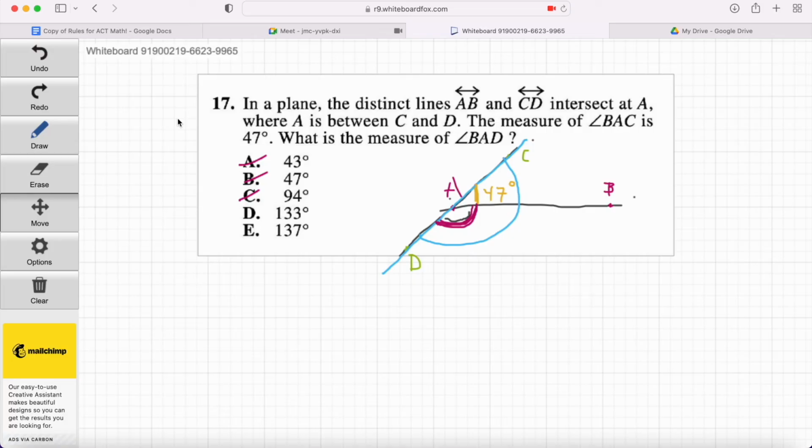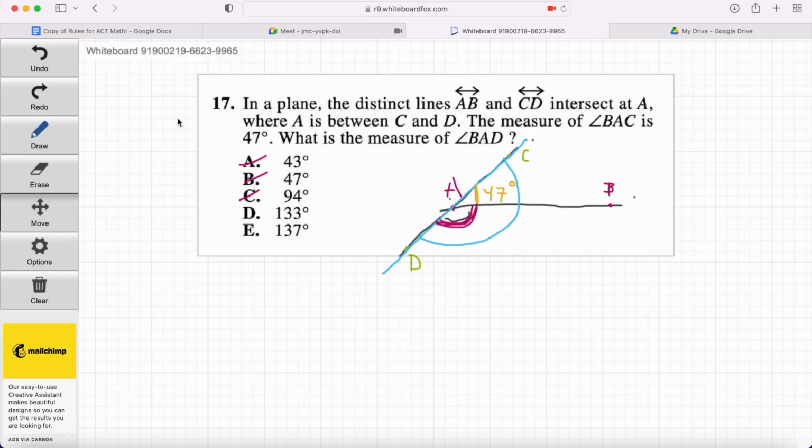Gosh, I'm very lost. Yeah, no problem. Well, does it make sense that when I add up these two angles right here, I need to get 180 degrees? Yes. Okay, great. Well, let's just add 133 to 47. So 180, is it 180 minus 47?